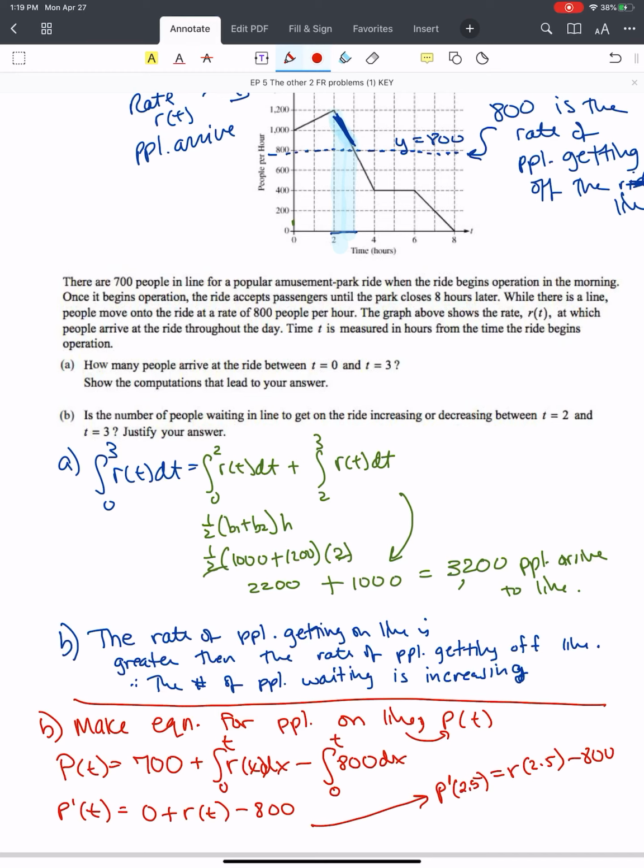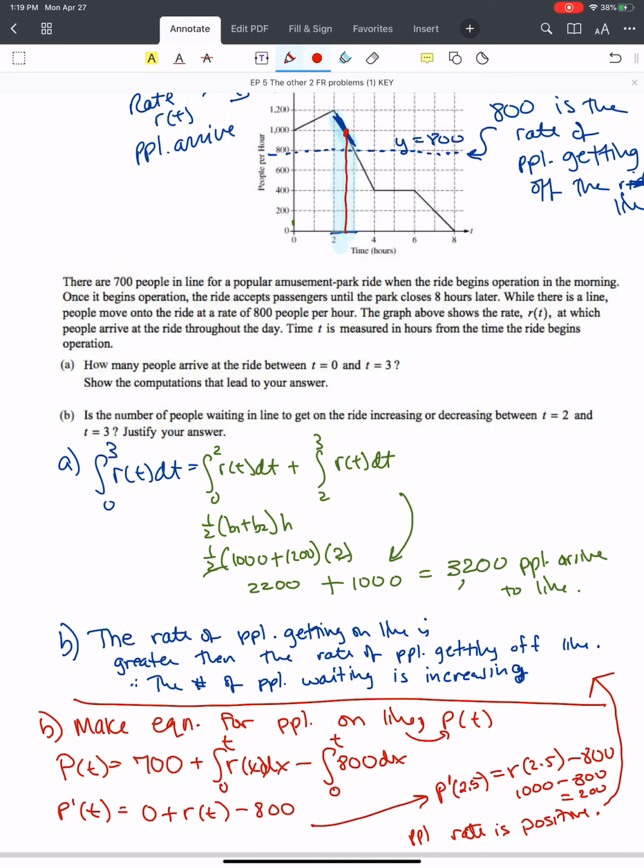Let me see, where's 2.5? So 2.5 would be about 1,000 minus 800, so that's 200, so it's positive. So the rate is positive. The rate of people, the people rate is positive. Therefore, because that's positive, you can say that the line is getting longer.